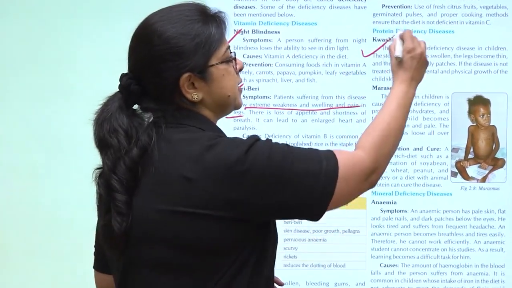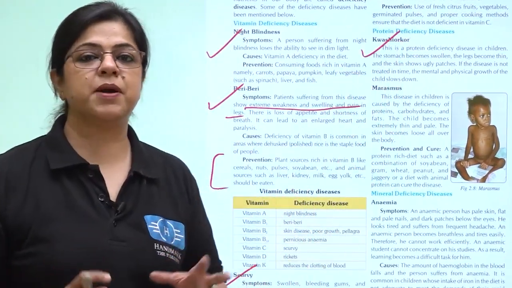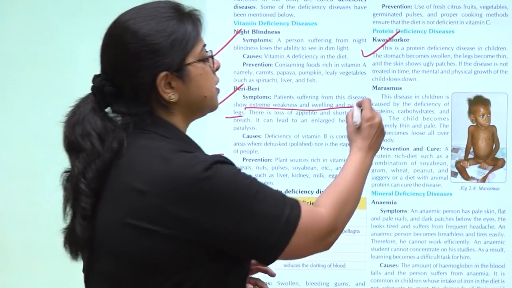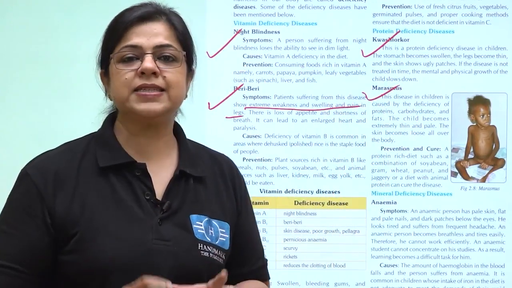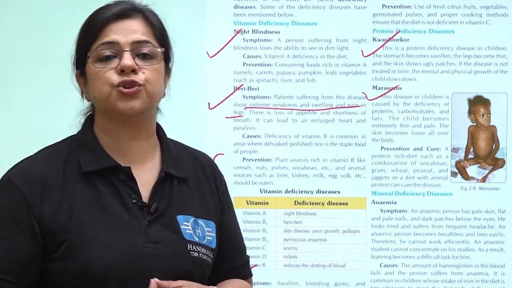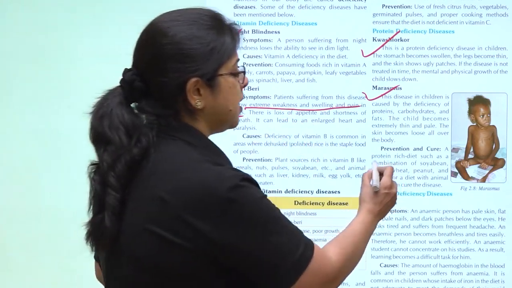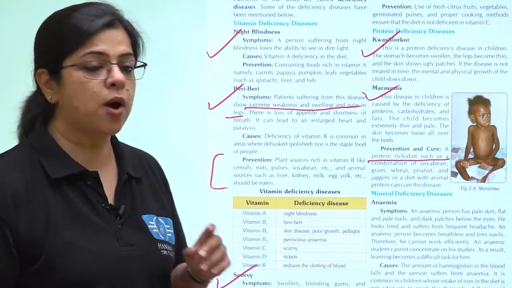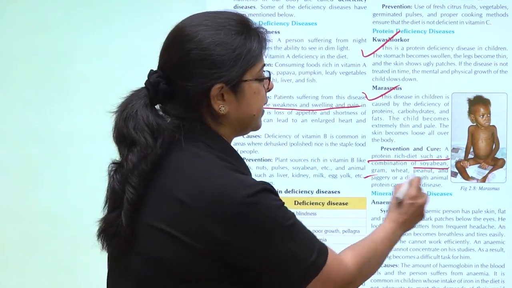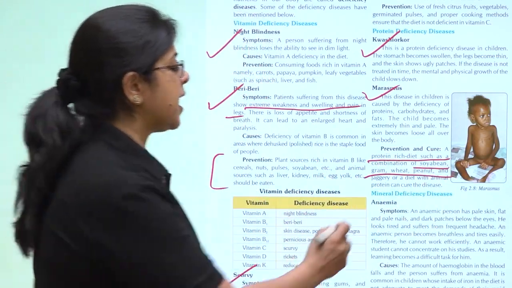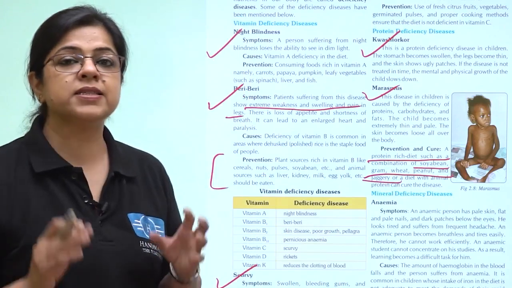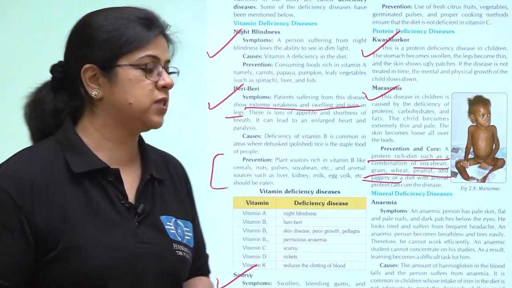Protein deficiency diseases. As we just discussed, these two diseases, kwashiorkor and marasmus, are generally found in children of poor homes. A prevention here is a protein-rich diet, which is a combination of soya bean, gram, wheat, peanuts, and jaggery. This is the only cure for these two diseases.